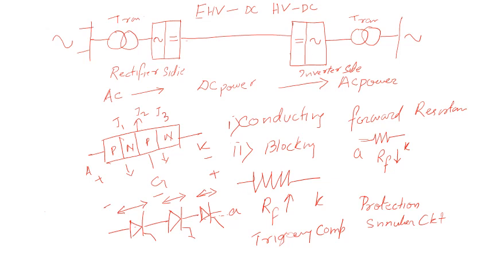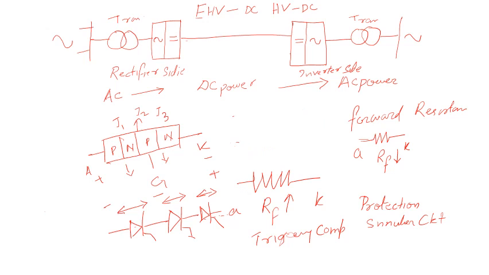For an inverter side, a similar connection is done, but it is in inverted mode. So it inverts the DC power to AC power. The only difference between these two is your angle. Which angle?